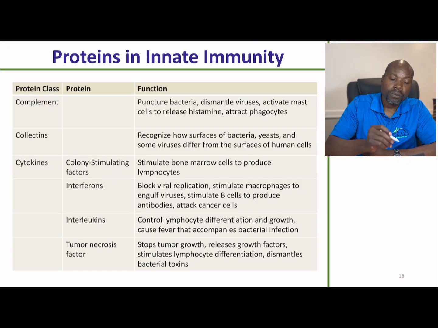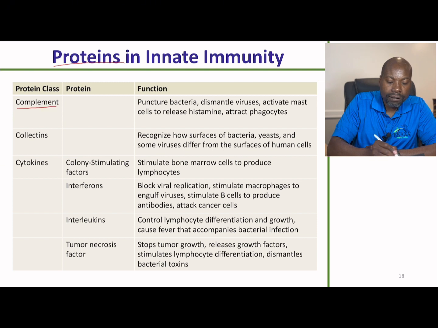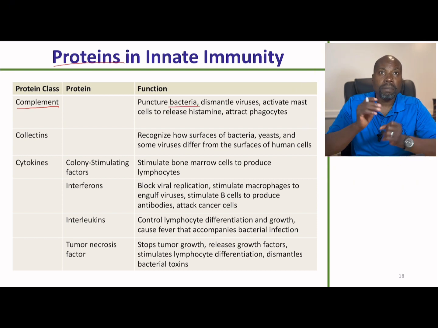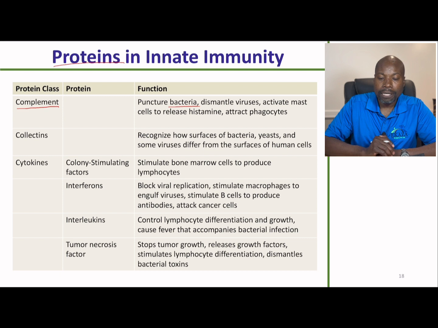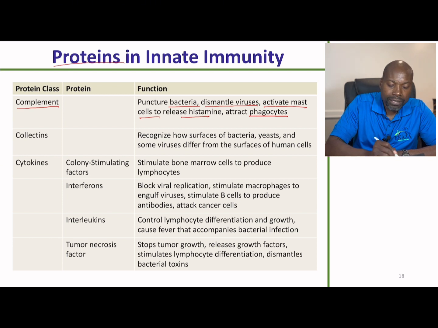All right, so the proteins of the immune system, when it comes to innate immunity, we're going to have the complement. The complements are part of the plasma. This complement is made of proteins whose job is to cause puncture in bacteria so that the bacteria can lose their content and die, dismantlement of viruses, activation of mast cells, okay, that are going to release histamine and attract phagocytes like macrophages and neutrophils. Then we have the selectins.